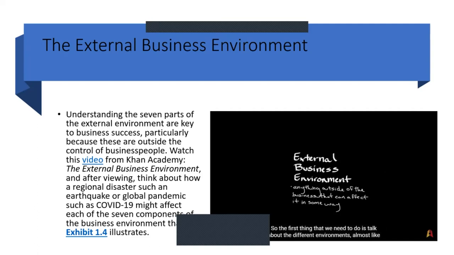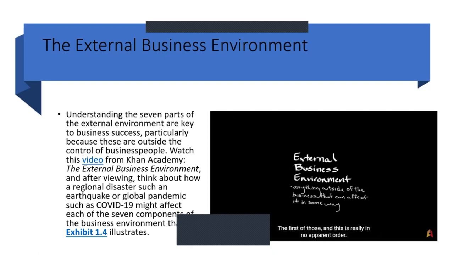So the first thing that we need to do is talk about the different environments, almost like sub-environments within the external business environment. And obviously we're talking about anything outside of the control of the business, but that's pretty vague in general. And so it becomes very difficult to try and analyze everything that could potentially affect your business. And so what we've done is we separate these into six environments just for the purpose of doing research so that we can make sure and consider some really important things here.